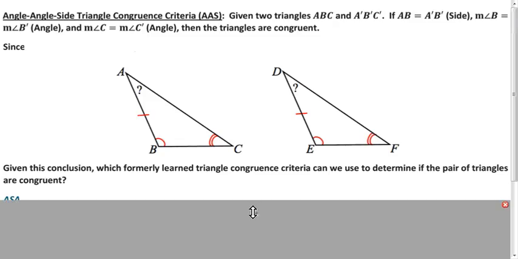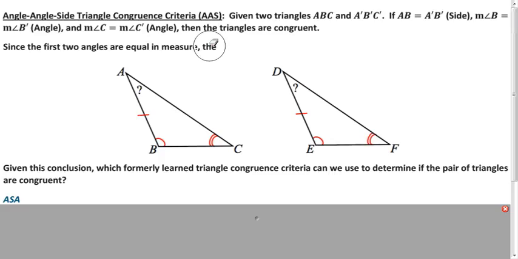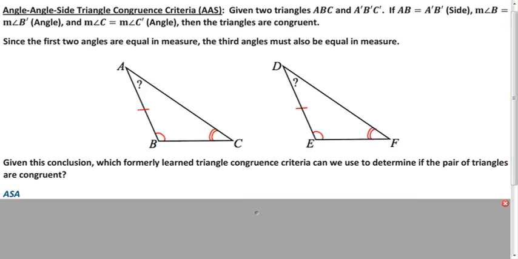Sorry, wrong wording. Since the first two are equal in measure, the third ones must be the same, because you know they all add up to 180. So if the first two are the same, then the third one that gives you 180 must be the same as the one over here. And so this is really just angle side angle, because we said that these are the same.